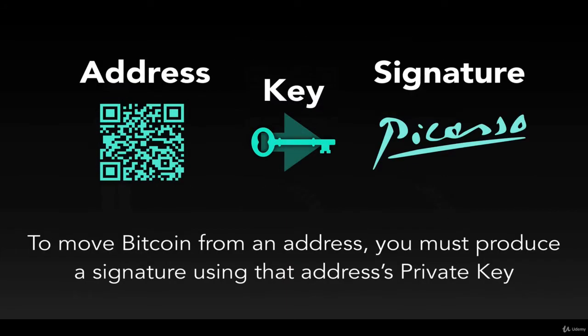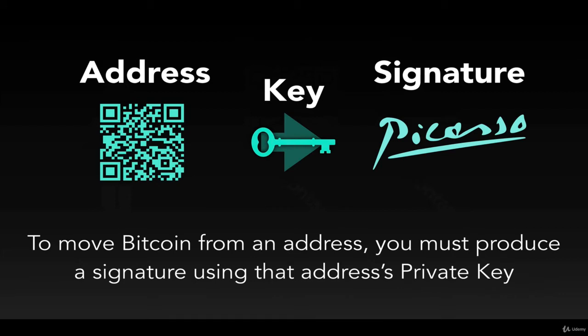So Montana will take the address, and in order to move Bitcoin from that address, she will produce a signature using that address's private key. Now remember that the address is public information. It's a public key. And Montana's private key, generated at the same time alongside the address, has been kept hidden all along. When Montana wants to spend the Bitcoin associated with her public key, she will prove to the network that she is the real owner of that public key by creating a signature that only she can create.